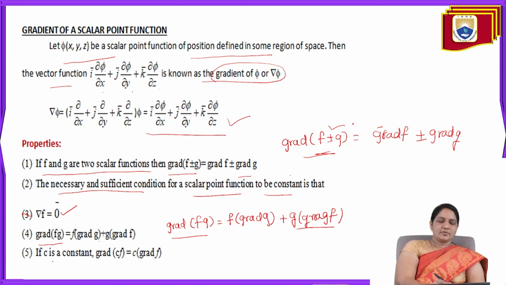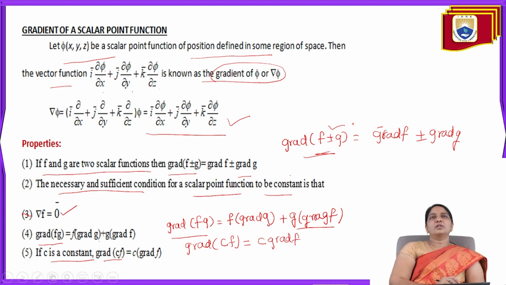Next, if c is a constant, then grad of (c f): c is the constant, so it is taken out, giving c grad f. These are some of the properties of the gradient.